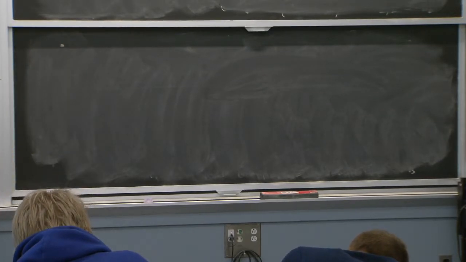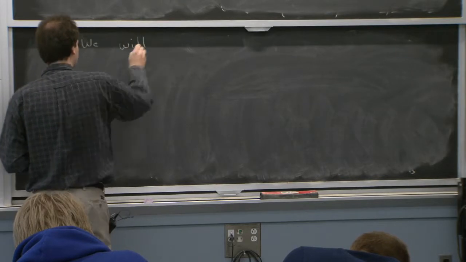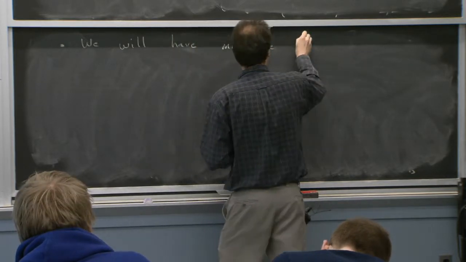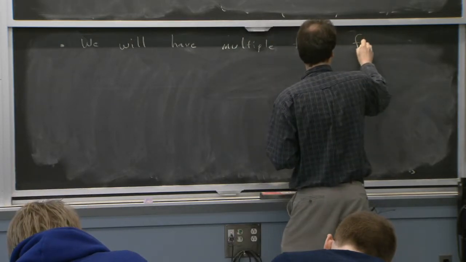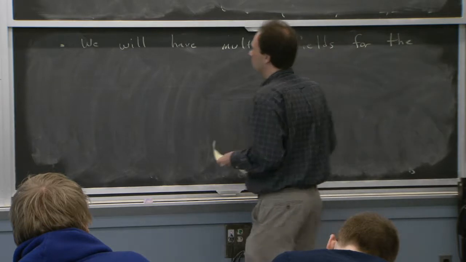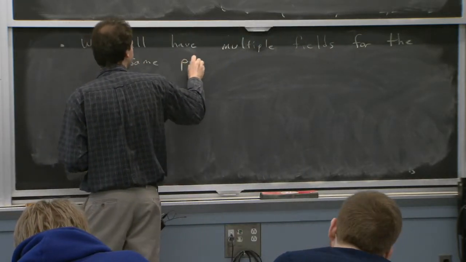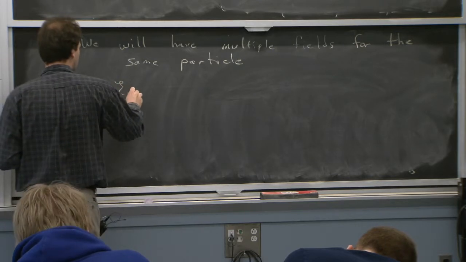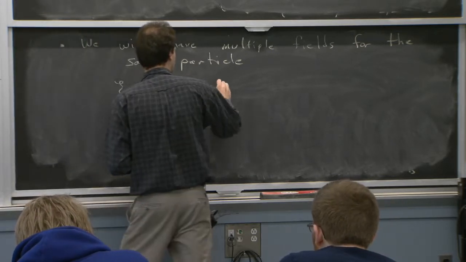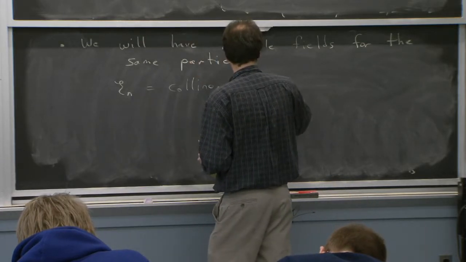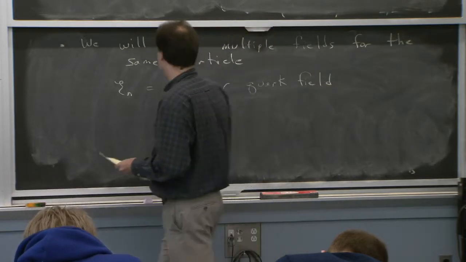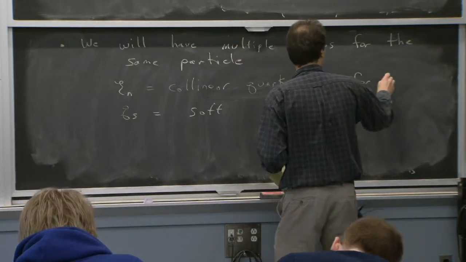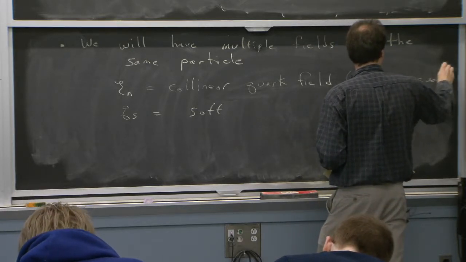Perhaps the most interesting one is that we are going to have more than one field for each degree of freedom. That's not quite the right way of saying it. We're going to have more than one field for the same particle, a slightly different statement. So we're going to have a field, which we will talk about, that I'll call xi_n, which is a collinear quark field for some quark, say an up quark. And there's also going to be another field, q_s, which is a soft quark field for the same up quark.